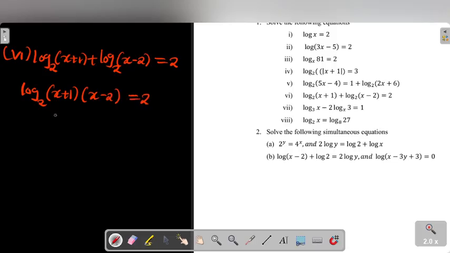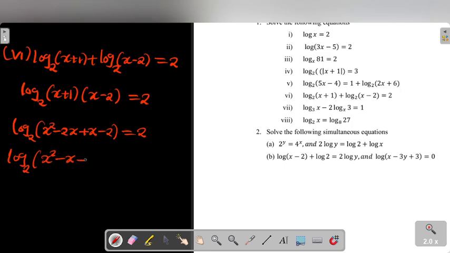Before we change this to an exponential function, we'll simplify it by multiplying first. So we have log base 2, open brackets, and we start multiplying. x times x gives x squared. x times negative 2 gives negative 2x. Positive 1 times x gives positive x. And 1 times negative 2 gives negative 2. This is equal to 2. So we have log base 2 of x squared, then negative 2x plus x is negative x, minus 2, equal to 2.